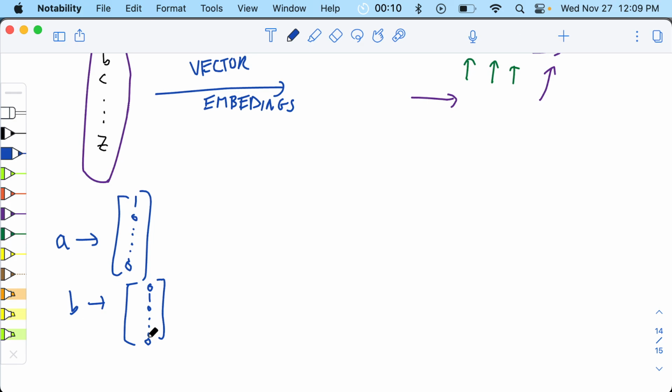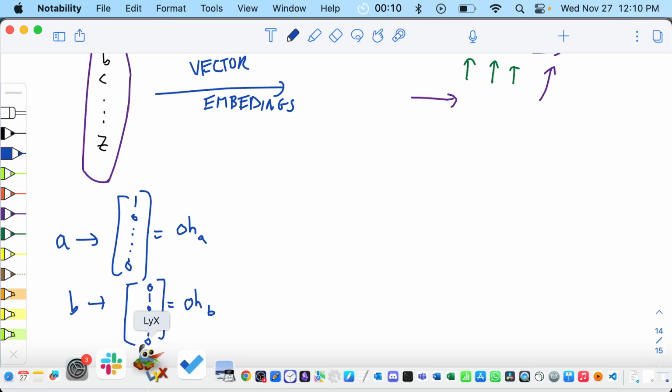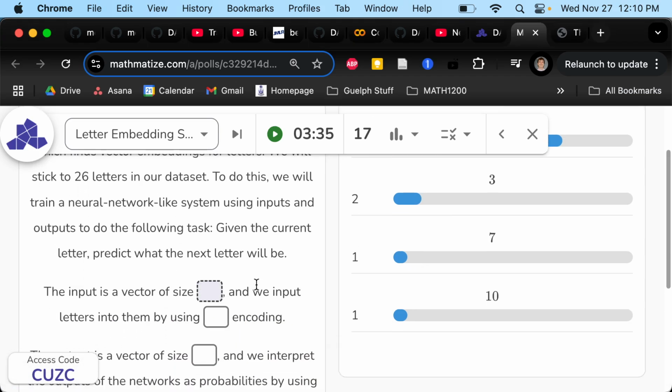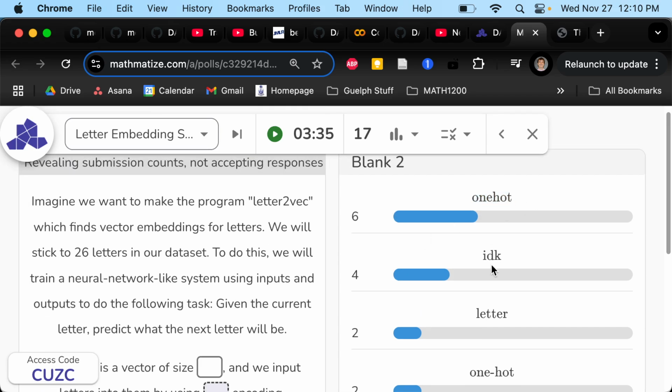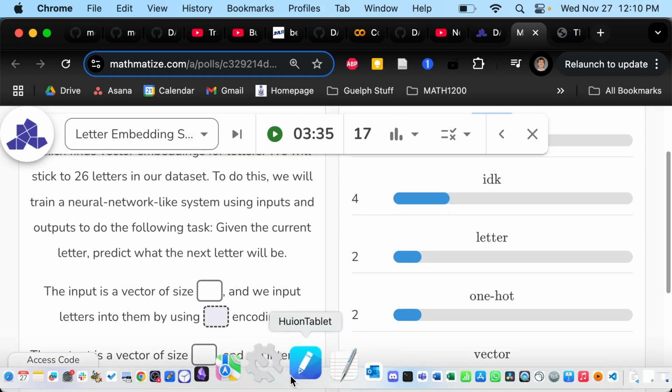And then when you do a vector embedding, what that really is is matrix multiplication. So let's call this thing VA. Let's call this thing VB. Actually, I shouldn't call it V, because we're going to have vectors later. Why don't I call it OH of A, and this is OH of B. What is OH? That is the answer to the next blank. Let's see how many people got that. We input the letters by using the blank encoding. One hot, very good. Some people did it with a dash, some without, but it is the one-hot encoding.